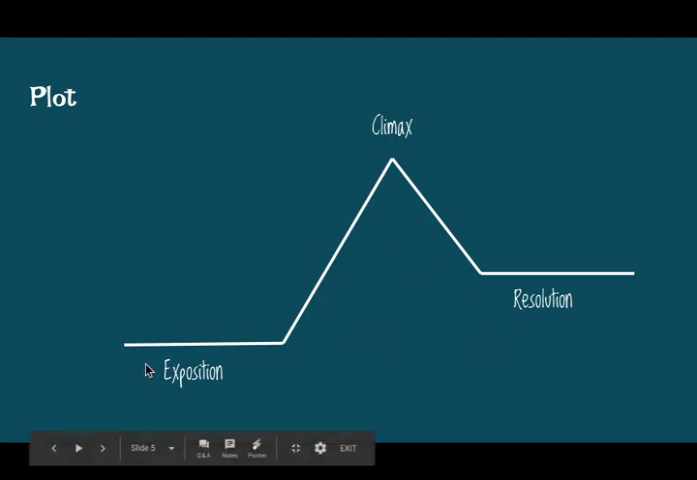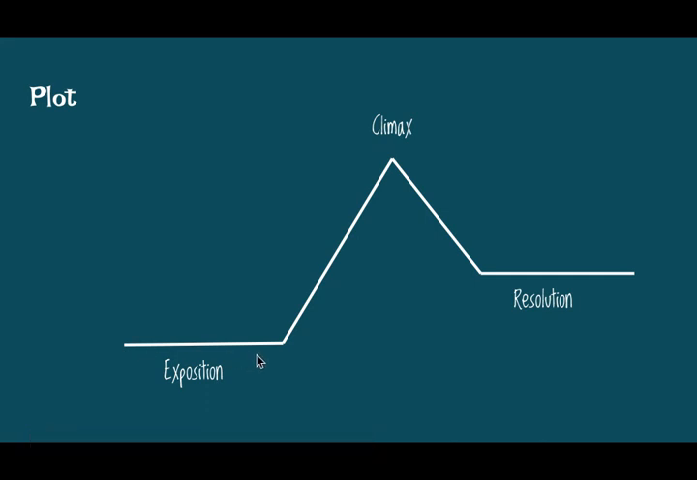Okay? So our exposition over here lays the groundwork for your story. It gives you the characters, it gives you the setting, and it might start to introduce the conflict, which is that problem. And you're going to have your rising action, where things are getting more exciting, things are progressing with your problem, and then you hit this climax where something happens that changes everything. Okay? This is the most exciting part of the story.